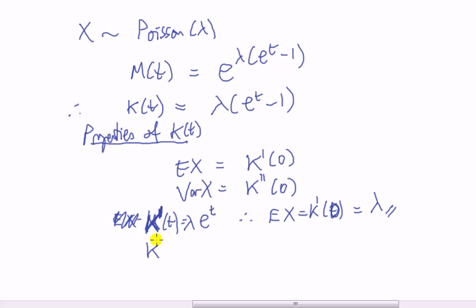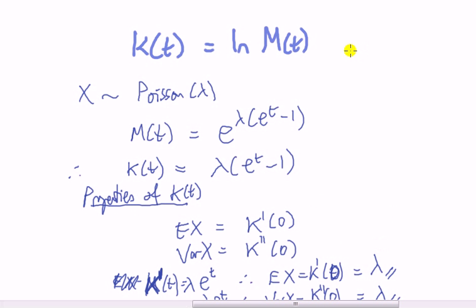And let's get the second derivative of this. Do it again. Well, that's just lambda e to the t. Therefore we can say that the variance of X is equal to the second derivative of this CGF evaluated at t equals 0, and that's just going to be lambda again. Finished. End of video.